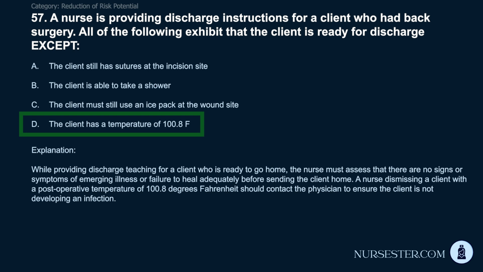While providing discharge teaching for a client who is ready to go home, the nurse must assess that there are no signs or symptoms of emerging illness or failure to heal adequately before sending the client home. A nurse dismissing a client with a post-operative temperature of 100.8 degrees Fahrenheit should contact the physician to ensure the client is not developing an infection.